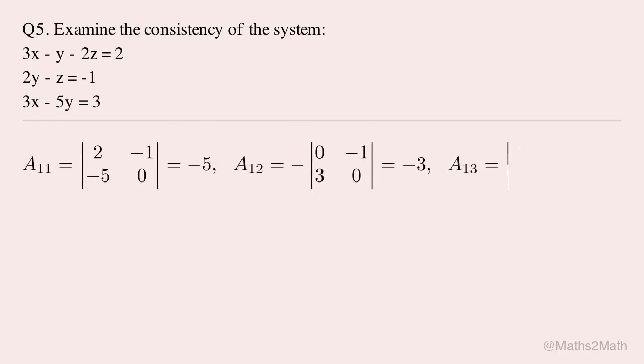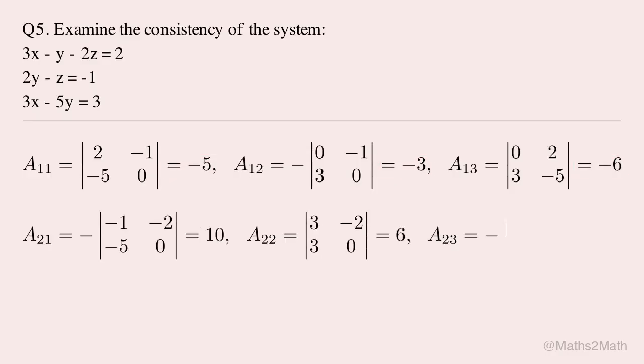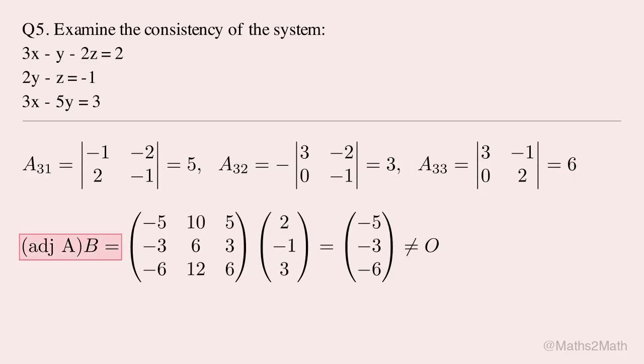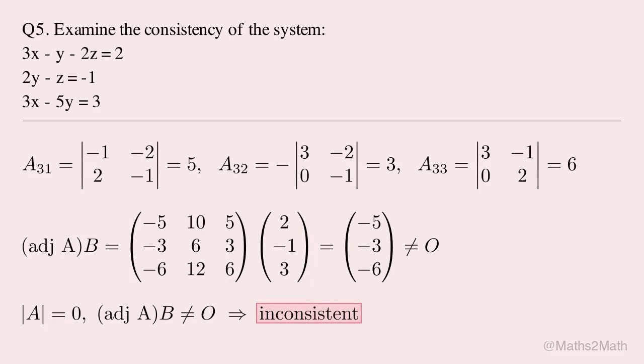For the adjoint, we need all 9 cofactors. Row 1 first. Cofactors of row 2, each with its minor written out. And cofactors of row 3. Transpose the cofactors for the adjoint, then multiply by B. The first entry is minus 10 plus 15, which is minus 5. Non-zero already. Singular with (adjoint A) times B non-zero. The system has no solution.